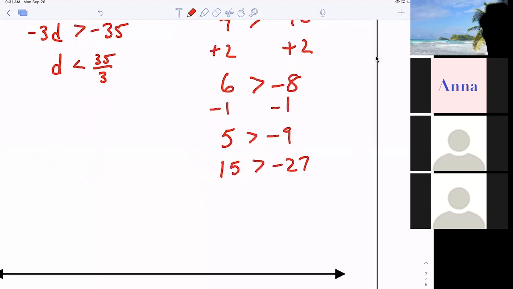All right? Now I'm going to divide by a negative. Well, actually, I'll just make it easy. I'm going to multiply by a negative. So I'm going to multiply by negative 2.